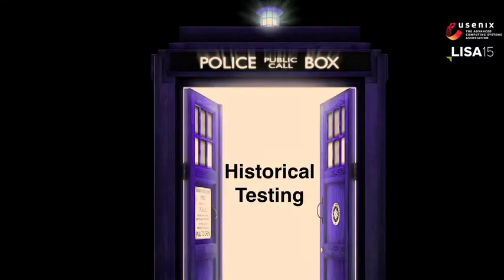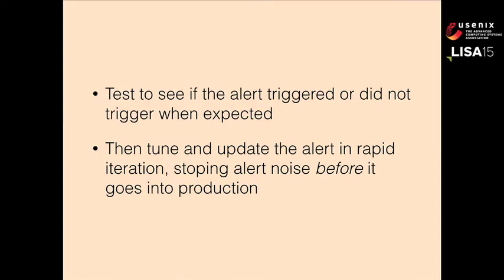I think one of the real neat things is the historical testing. With the historical testing, we can test to see if an alert would have triggered or not triggered when we expected, and you can tune and update the alert in rapid iteration. And this is a way to stop the noise, like I said before, it goes into production.